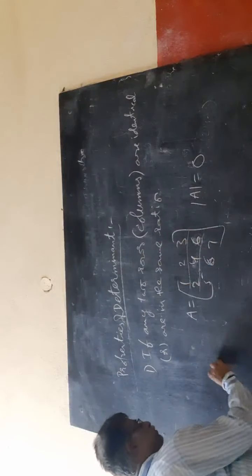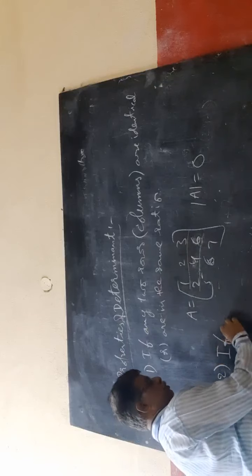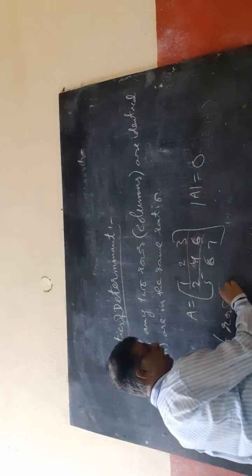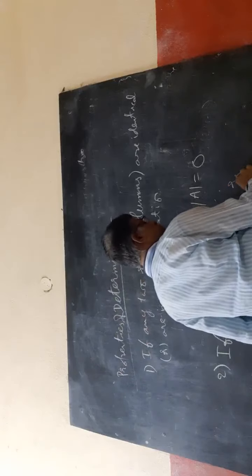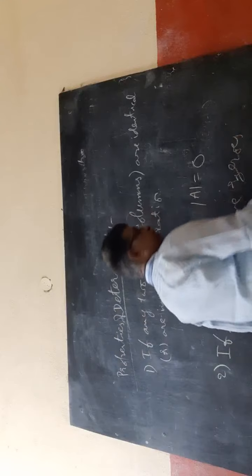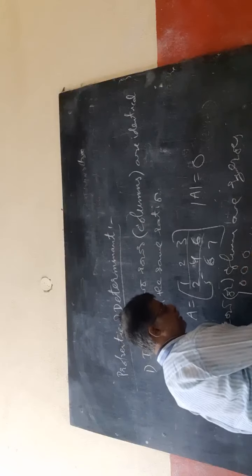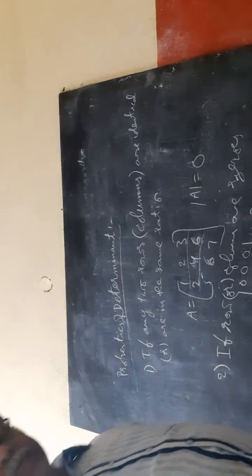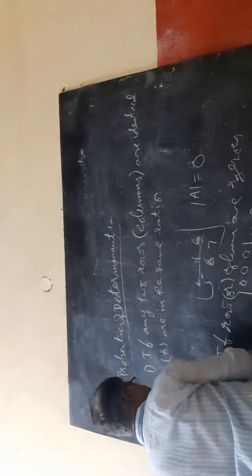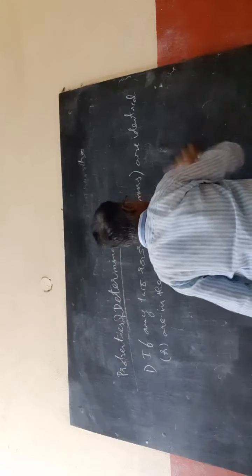Second property: if any row or column is all zeros, say 0 0 0, 1 2 3, A B C, then no need to calculate, the determinant is simply 0. If any row or column is zeros, then the determinant is 0. Next, if any two rows are identical, then the determinant is 0.